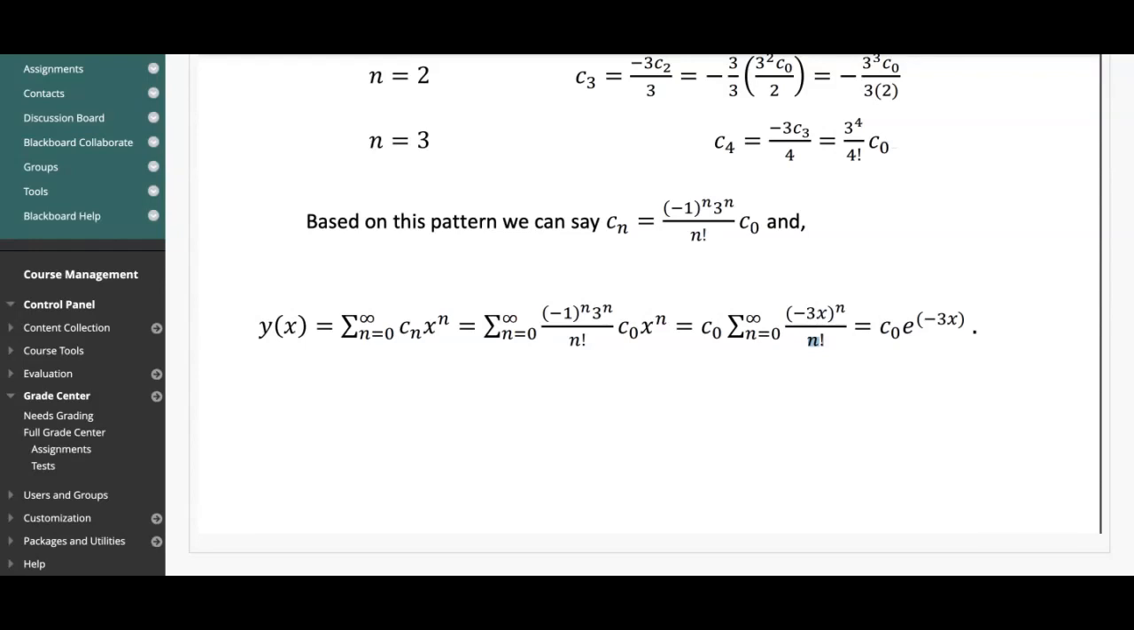Obviously, oh, I'm sorry. I missed, oh right, x is here. And obviously, we see this is x raised to n divided by n factorial. But in this case, x is negative 3x. So that's e to the negative 3x. So a typical solution for the differential equation is this: e to the negative 3x multiplied by some coefficient.